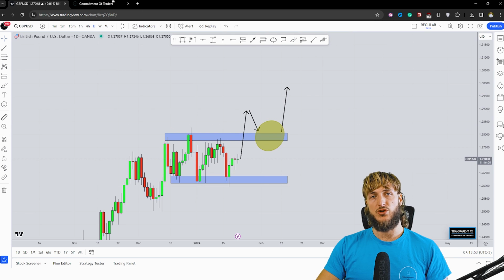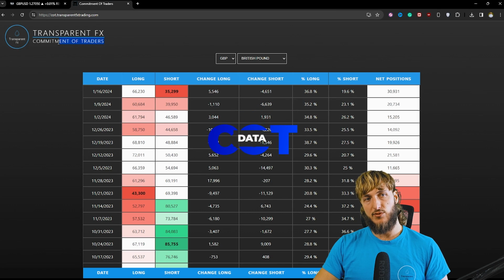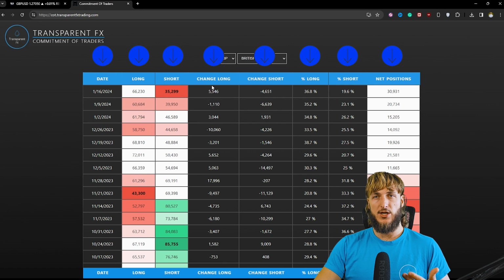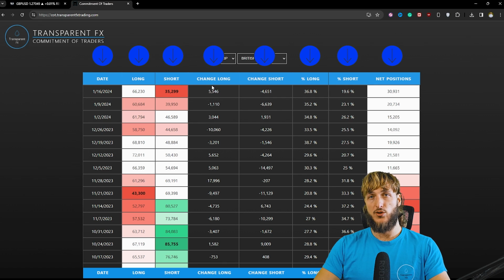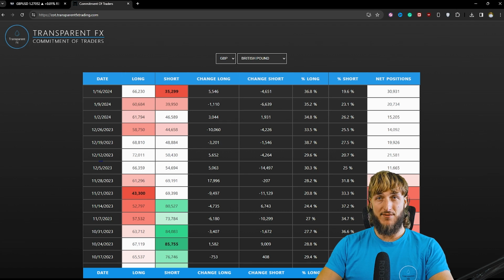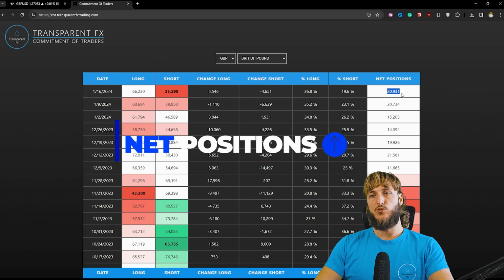Speaking about institutional longing, let's go and see what we have when it comes to the commitment of traders. So the COT data, so essentially what hedge funds and the big players in the market are doing. And let's check the data precisely for the pound. Now, what we can see here is that with the last reports, we went from having minus 27.7k net positions all the way up to having 30.9k net positions.